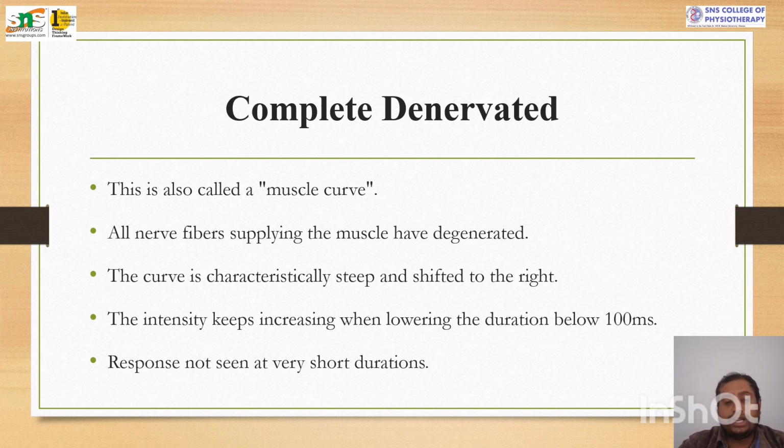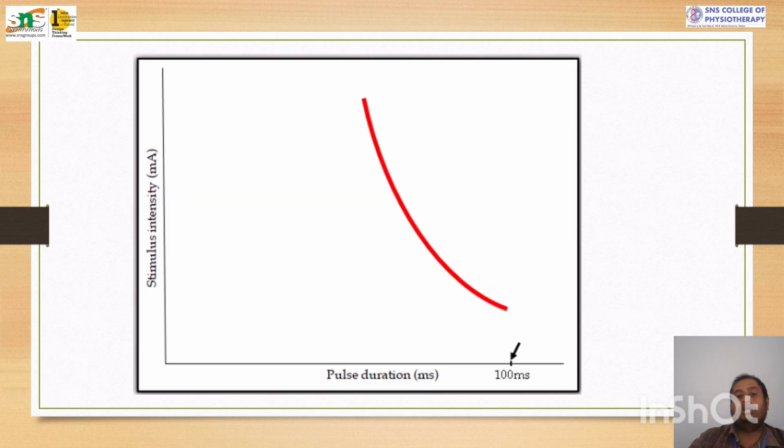It can be denervated, maybe by a fracture near the nerve site. It may be fully denervated or partially denervated. For this, the curve is shifted a little to the right side. It is very steep, and if you want to assess a completely denervated muscle, we have to raise the intensity to the maximum and the duration below 100 milliseconds. The shorter durations will not respond in this completely denervated muscle. Then the curve looks like this.